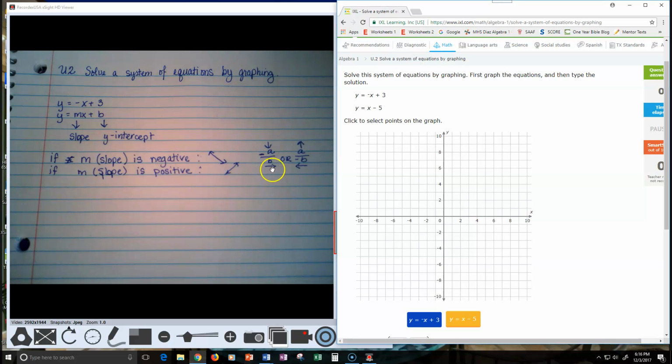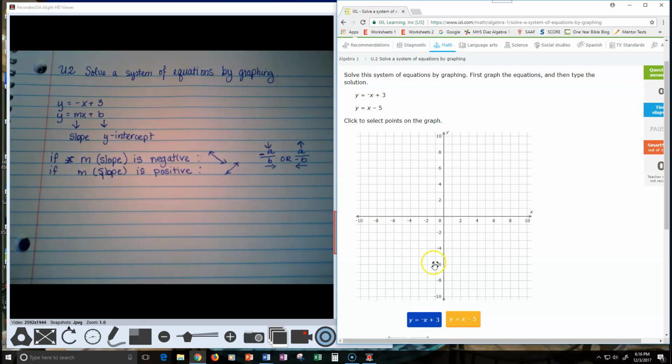And I put a couple of things here. When your slope is negative, you can choose either the numerator or the denominator to be negative, as long as one of them is negative. So if you choose the numerator to be negative, the top number, then that means you need to go down, and then your bottom number, you'll go right. If you choose the bottom to be negative, then the top, you go up, and the bottom, you go left, and it will cause the same effect on the line.